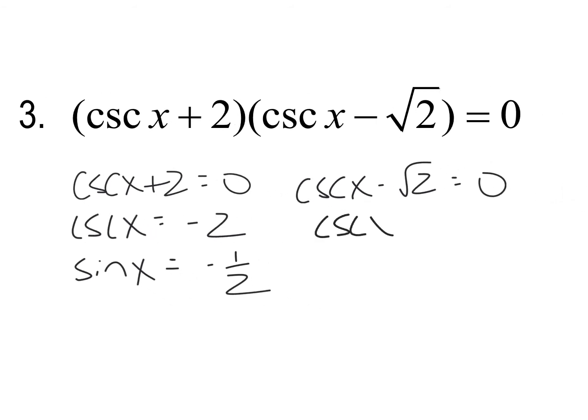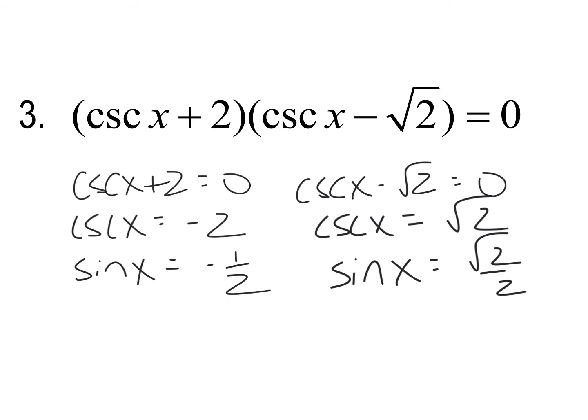Same thing here, cosecant of x equals positive radical 2, which means when you flip that and rationalize it, you can pause the video and check my work on that. You get radical 2 over 2. When you flip this, which is radical 2 over 1, that means you need to rationalize it.